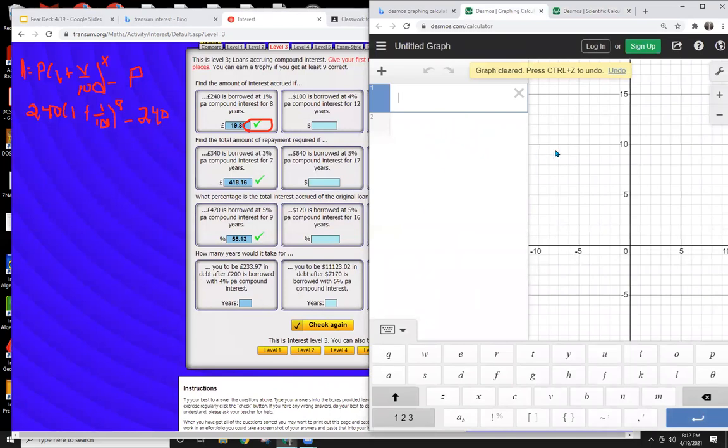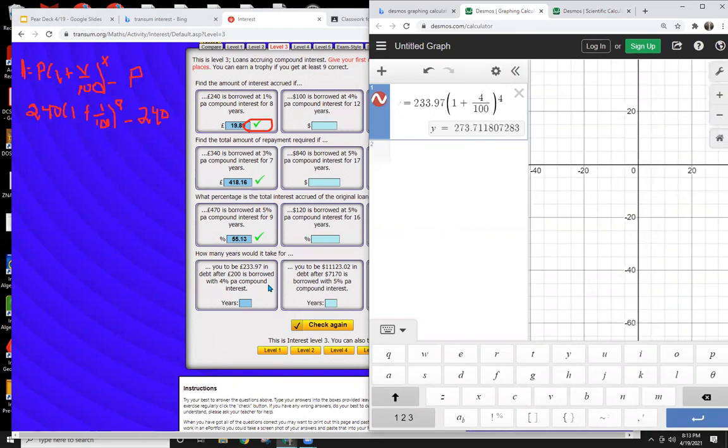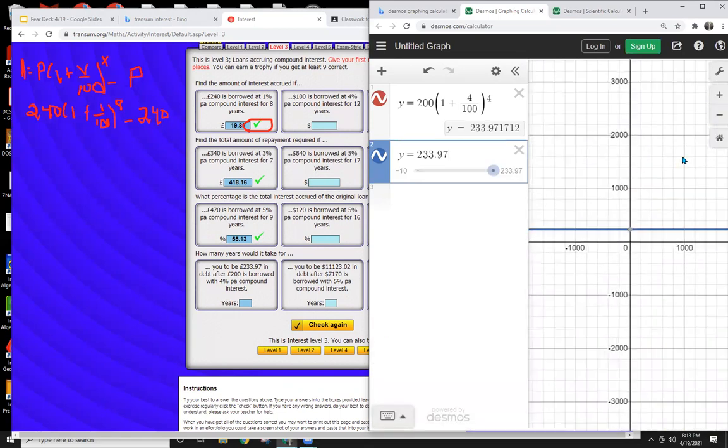Okay. So we're going to go y is equal to 233.97, 1 plus 4 divided by 100, raised to the fourth power. Okay, so there's the equation. We start with 200 and we want to know when y is equal to 233.97. Okay, so there's two ways to do it. One of them is you can just take a look and see where the lines intersect.